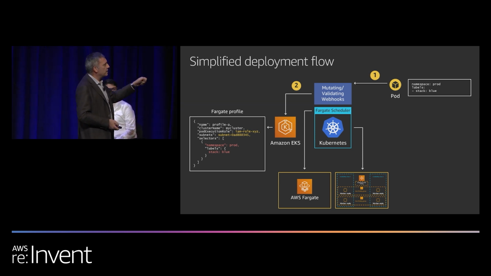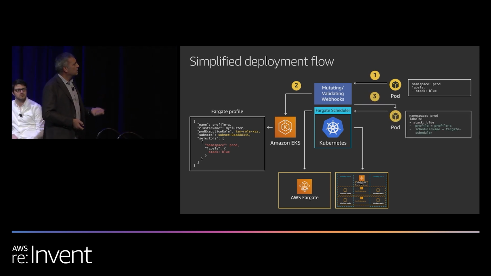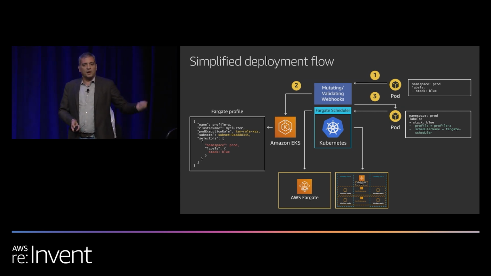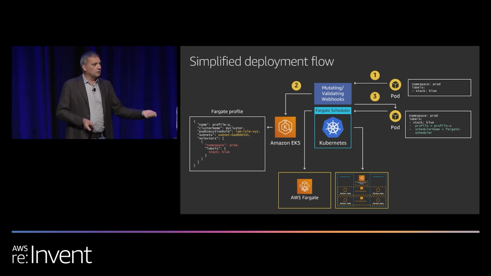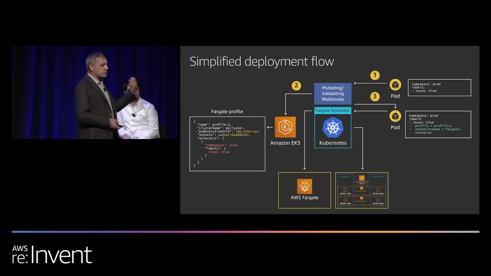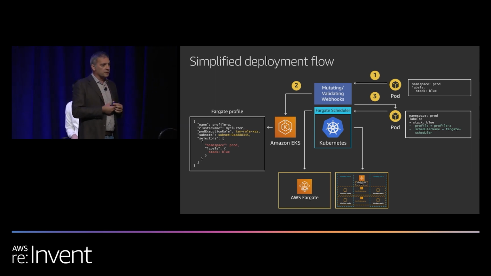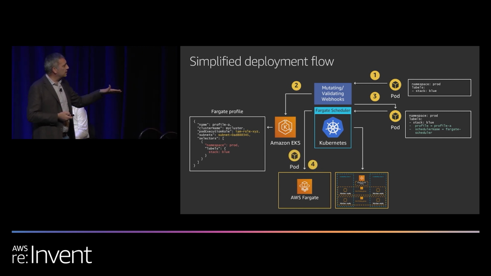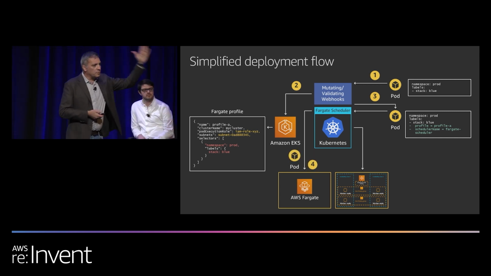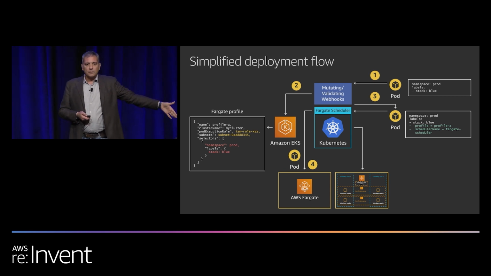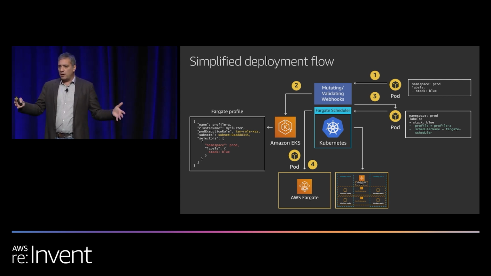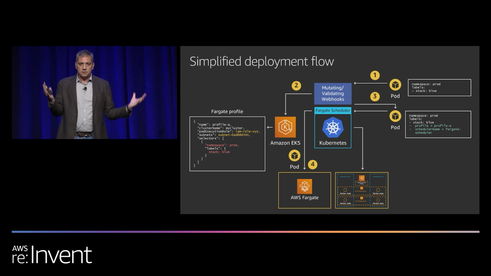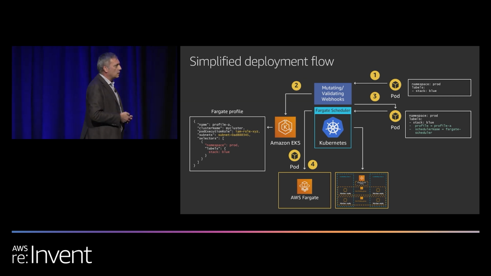What happens in this case is that there is a mutating webhook that mutates that pod on the fly, and it will insert the Fargate profile and the scheduler, a custom scheduler that we built on top of Kubernetes, and that pod will be sent to the Fargate scheduler to be scheduled on Fargate. Again, this is not hacking Kubernetes. This is the traditional way that you would use to extend the capabilities of a vanilla Kubernetes cluster.